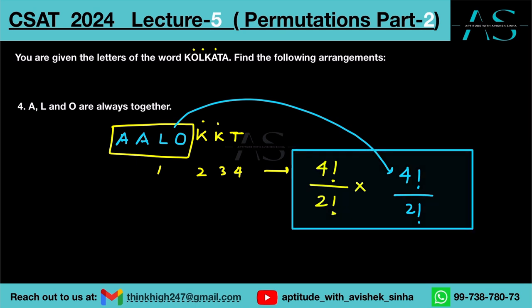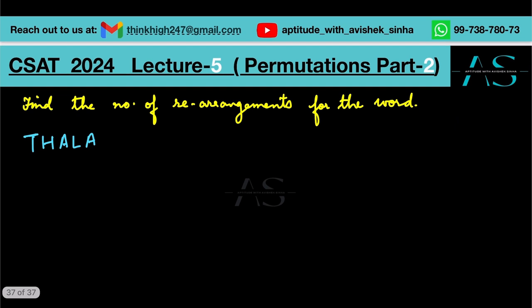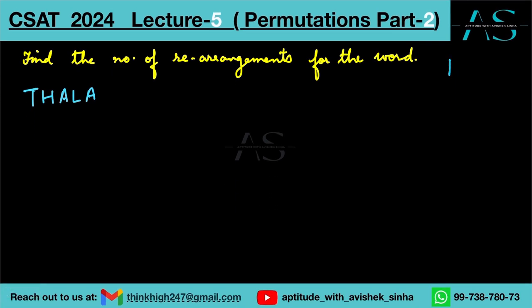I hope you are following this. The repetitive permutation part is clear, because now we would be solving questions based on repetitive permutation which have been previously asked, and you can say we would be covering questions from the previous year as well, 2023. Okay. Consider this as your homework number 4.